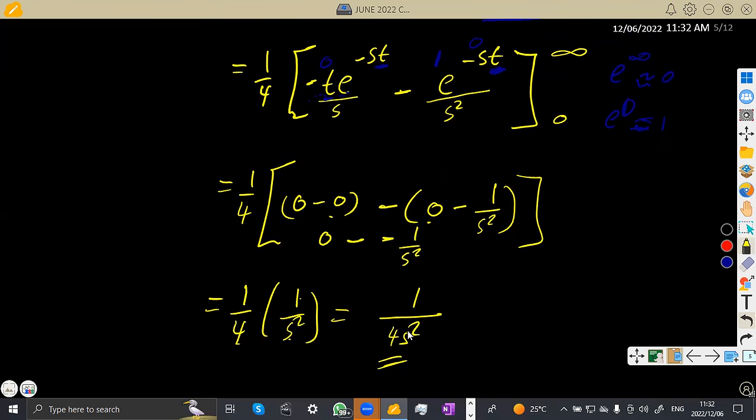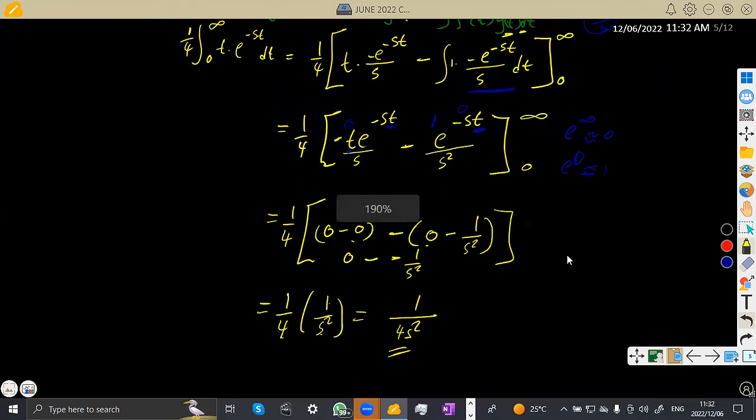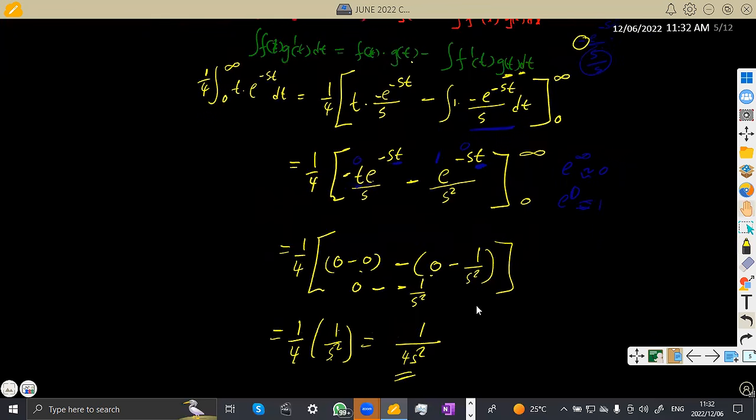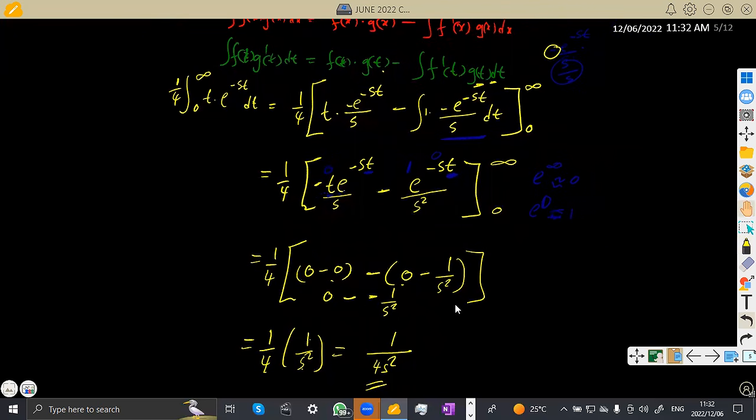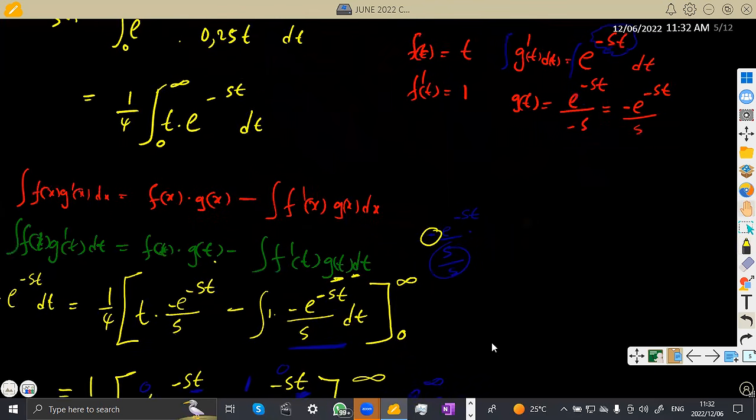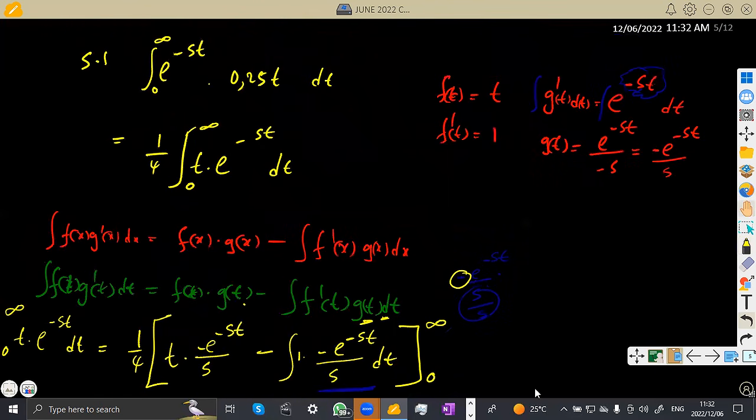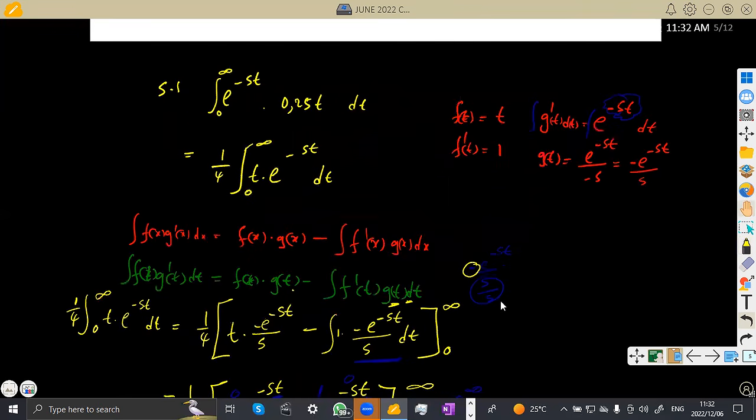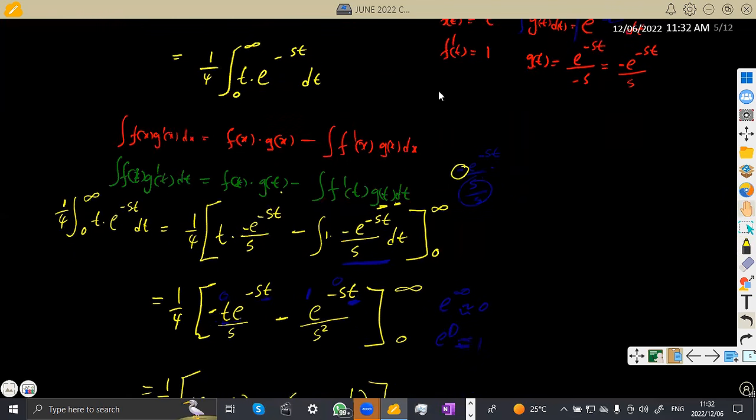And as you can see, there's nothing that we can do further from there. So that was the integral of the given expression. So it was just a matter of applying by parts properly. That was the concept here, knowing your by parts formula and substituting the values that you're given there.